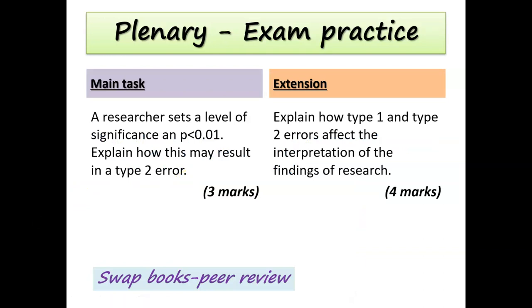So, pause the video, have a go at answering these two questions, and then submit them for me. And in a moment, we'll talk about the answers. So pause the video, and then you can green pen your answers. So the first question reads: a researcher sets a level of significance at p less than or equal to 0.01. Explain how this may result in a type 2 error. And your extension: explain how a type 1 and a type 2 error affects the interpretation of the findings of research, apologies.